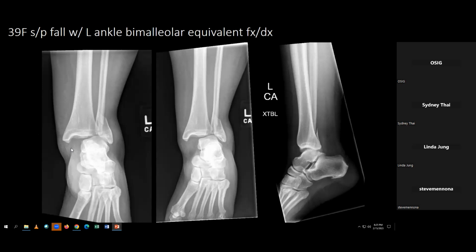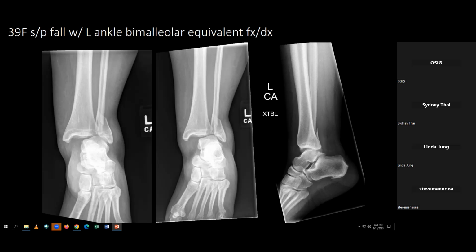called the deltoid ligament, which you'll learn about later. That's usually ruptured here, but the medial malleolus, the bony medial malleolus, is intact. So we call that a bimalleolar equivalent. So it's essentially the same. You treat it the same.